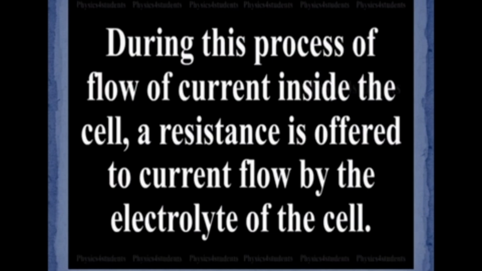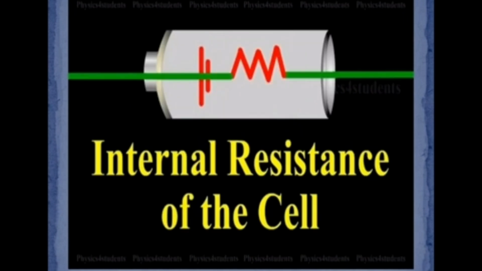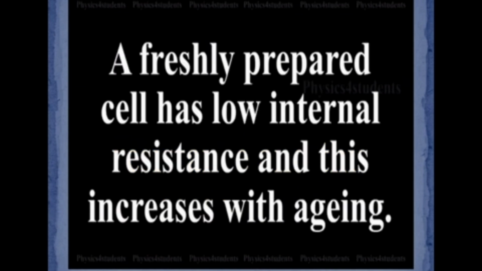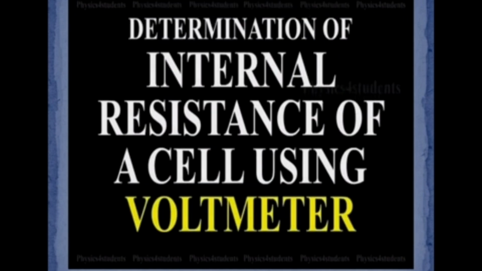Okay. So during the process, flow of current inside the cell, a resistance is offered to current flow by the electrolyte of the cell. So the electrolyte, that is the solution, is what gives that resistance. So internal resistance is inside the cell. So it's called internal resistance of the cell. A freshly prepared cell has low internal resistance and this increases with aging. For aging, internal resistance increases due to the chemical reaction.